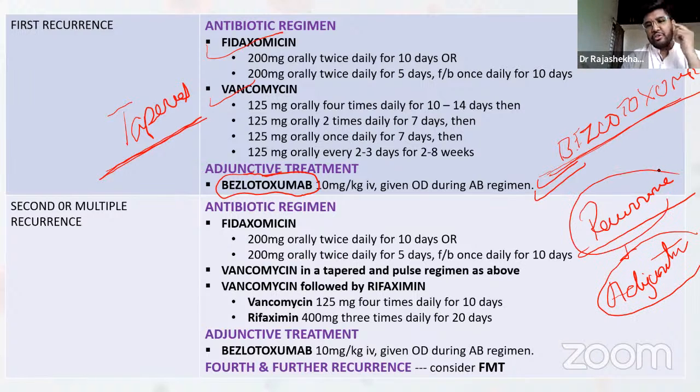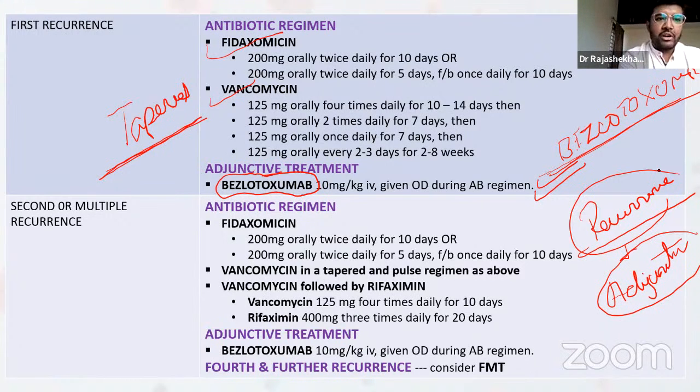So three entrance questions can be based on bezlotoxumab. The name of the newer drug itself can be an entrance question, and the indication can be an entrance question. It can be used in the first, second, or multiple recurrences, or it can be considered as an adjunctive treatment only. It is not used as a single agent.